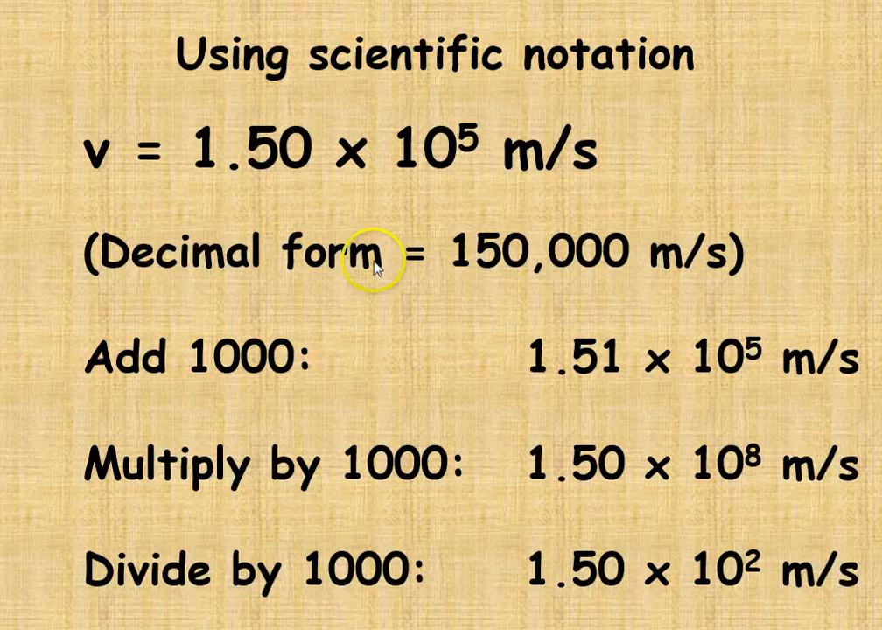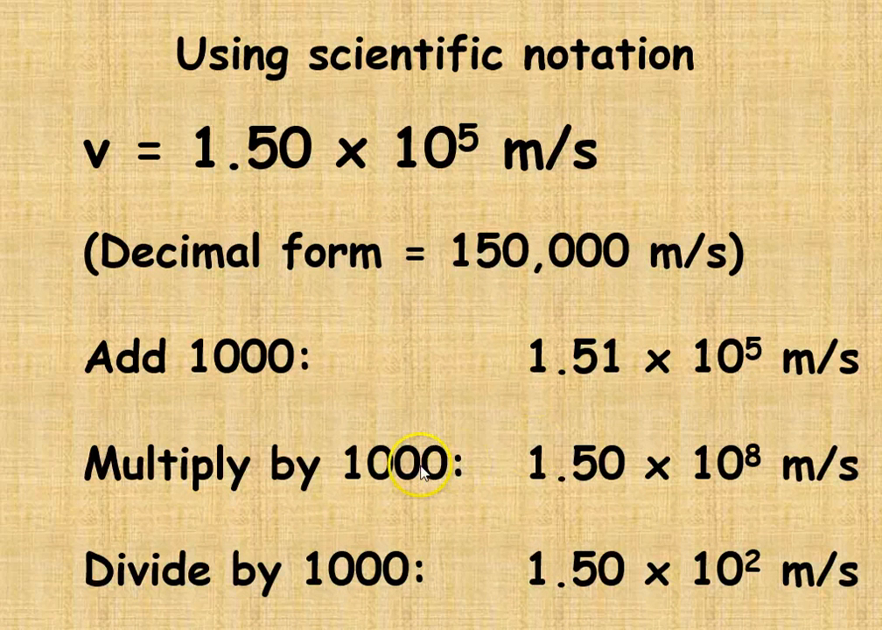It's also a very big number. If you write this out in decimal form, it's equivalent to 150,000 meters per second. When you deal with this number in equations, sometimes you'll have to add things to it. You can try this on your calculator, but notice that if you simply add 1,000 to that number, you're not changing the exponent. You're simply changing the prefactor. So that would become 151,000 meters per second.